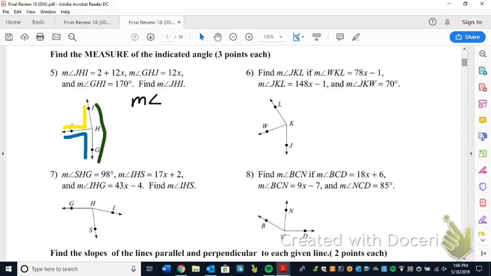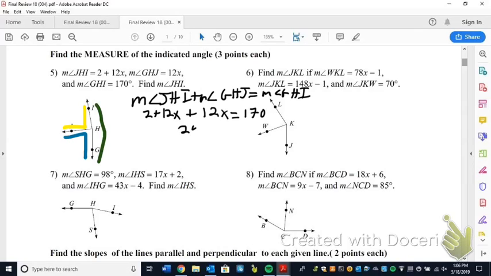So what we're going to do is write out our rule statement. This is the angle addition postulate. So we're going to go JHI plus GHJ equals GHI. And then we plug in. JHI is 2 plus 12x. GHJ is 12x. That equals 170.